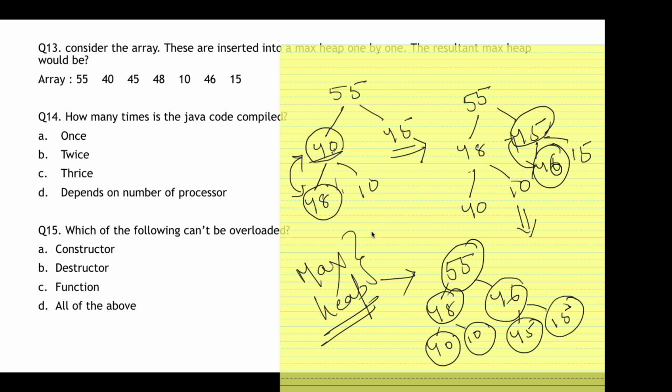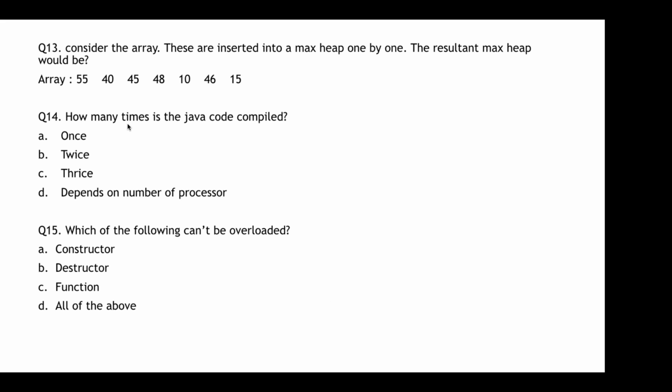Max heap is very easy. All you need to remember is first fill the left child, then the right child, and the parent node is always greater than the child node. Just remember these two things. If not, then swapping happens here. Okay, so moving on to the next question.